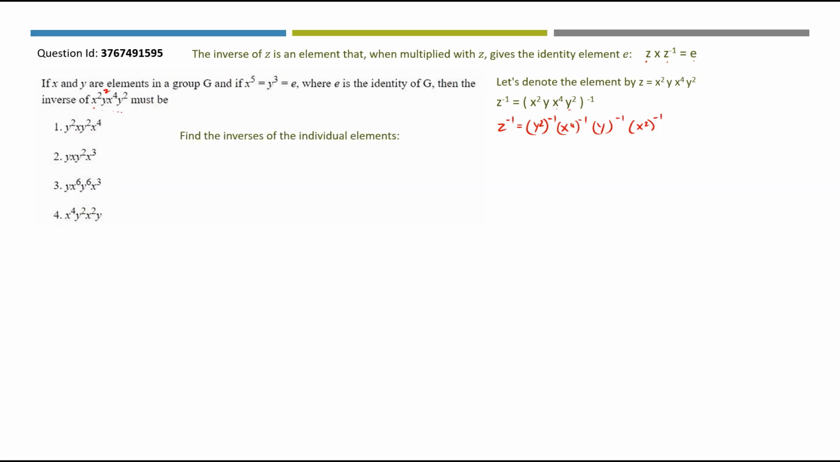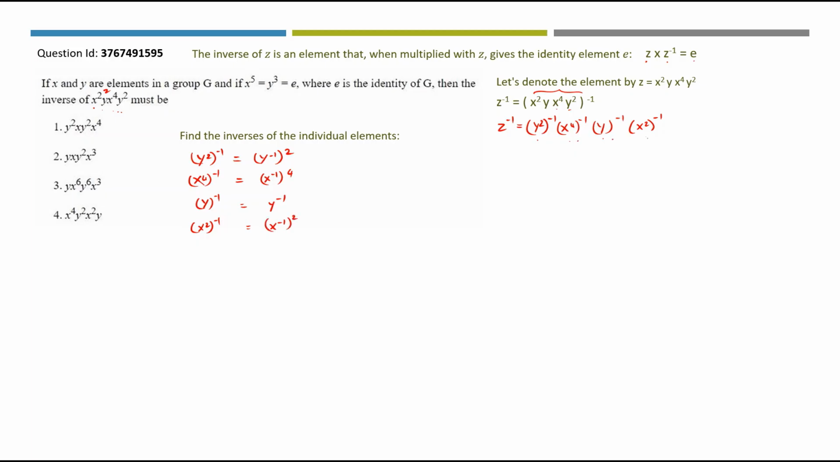Now we have to find the inverse of the individual elements. Basically, we are having the inverse for all the elements together. Once we applied inverse inside the parenthesis, we are making it as individual elements. When you have y square inverse, you have to just swap the powers here. Y inverse of power 2. So x power 4 inverse will be x inverse power 4. What about y inverse? This will be just y inverse only. What about x square inverse? It will be x inverse the whole square.